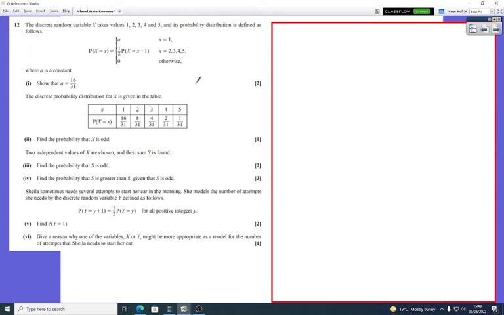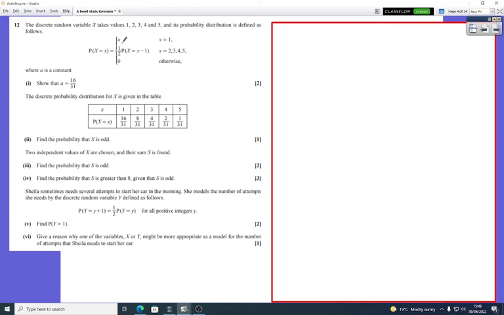Right, the discrete random variable x takes values 1, 2, 3, 4, 5. Probability is defined as follows, where a is a constant. Show that a equals 16 over 31. Okay, the first thing is, let's draw the table out.